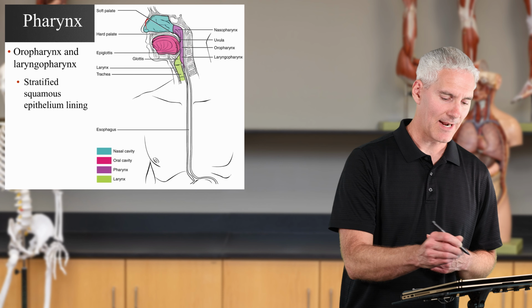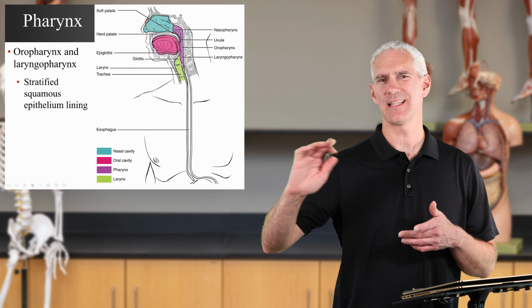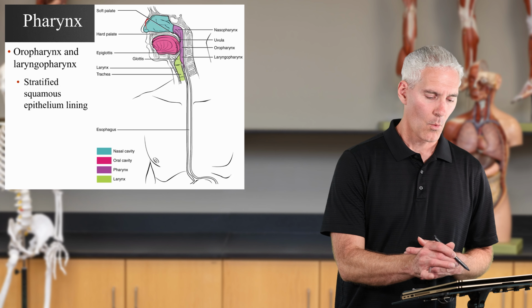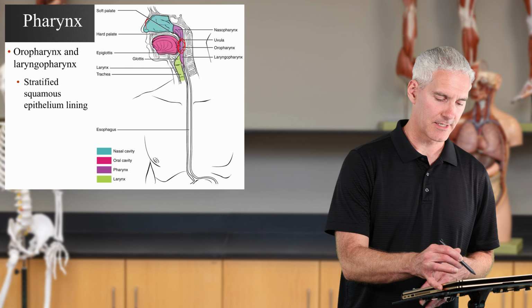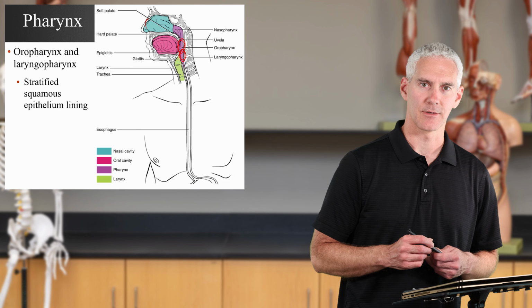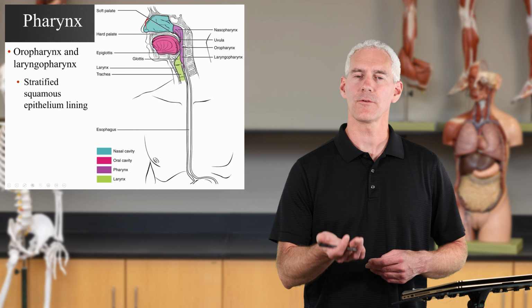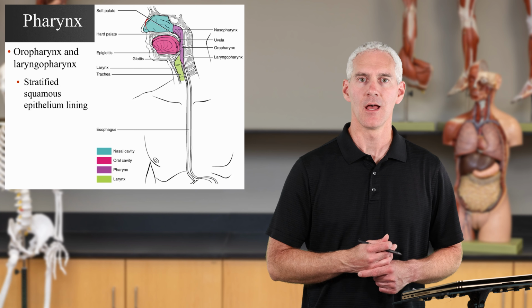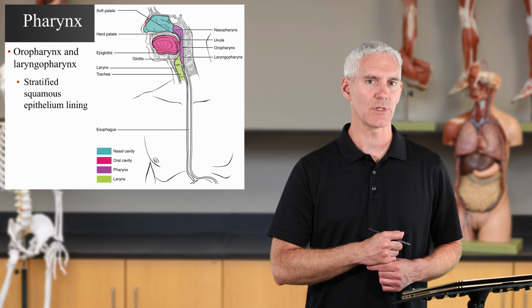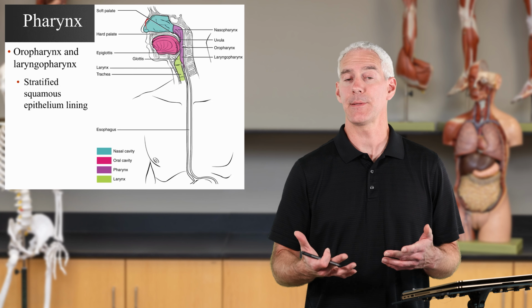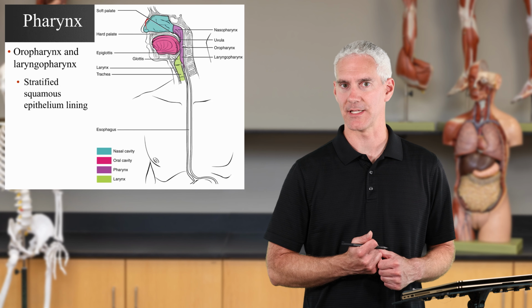You'll notice that we have the nasopharynx up top, but we'll get to that in the respiratory chapter. Want to focus on the oropharynx here and the laryngopharynx here. That's the main thing we'll start with, because that oropharynx and that laryngopharynx are going to be stratified squamous epithelium. They're meant to be protected, just like the oral cavity.